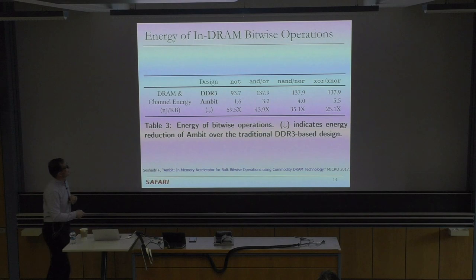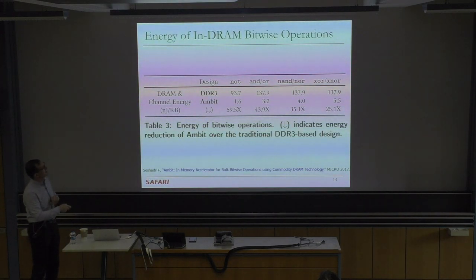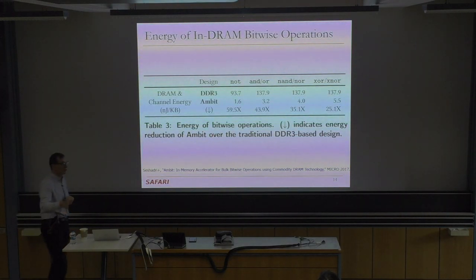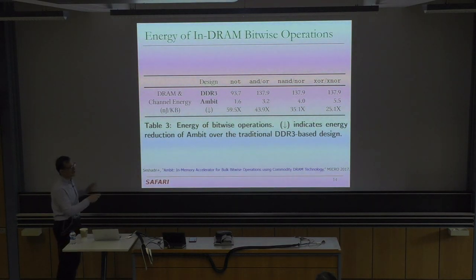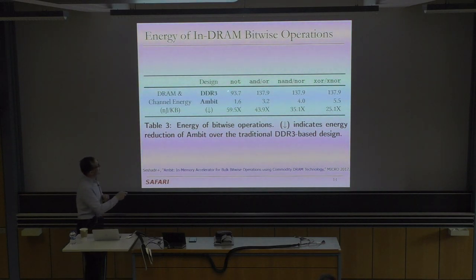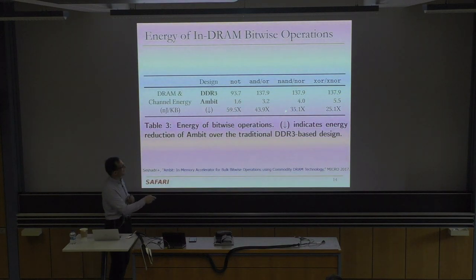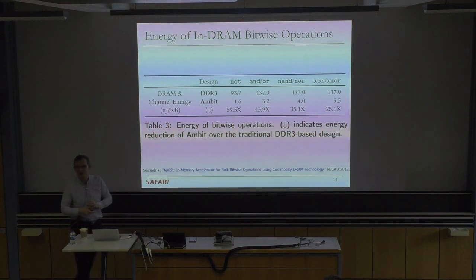What about energy? If you do these bitwise operations in the memory controller, if you actually move the data to the memory controller in some state-of-the-art chips at that time, you basically consume a lot of energy. Ambit actually reduces energy significantly. You can see that for NOT, you reduce energy by almost 60x. AND/OR is about 44x. Now you start combining operations, of course, then the energy reduction decreases. XOR, XNOR is more complicated, clearly, but you still get 25x energy reduction with XOR and XNOR.